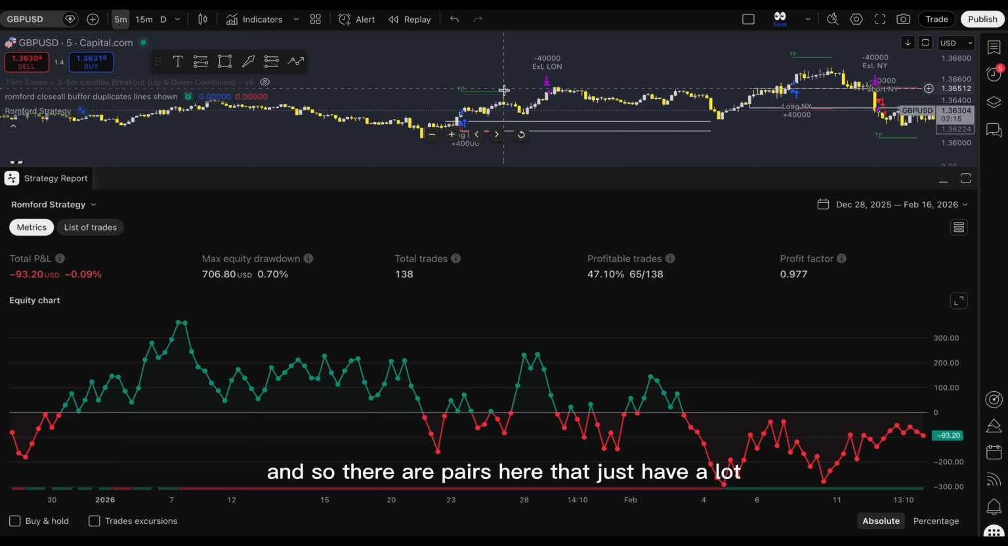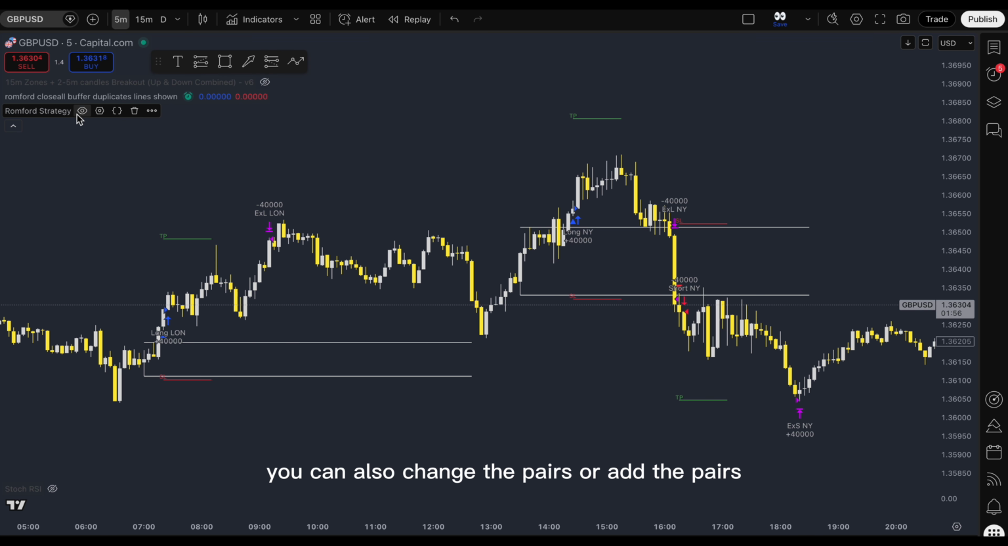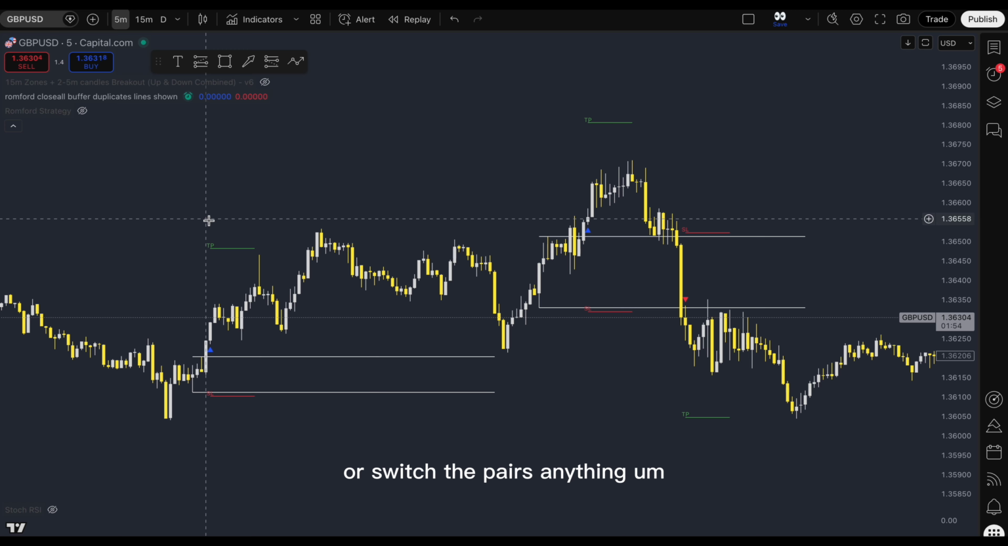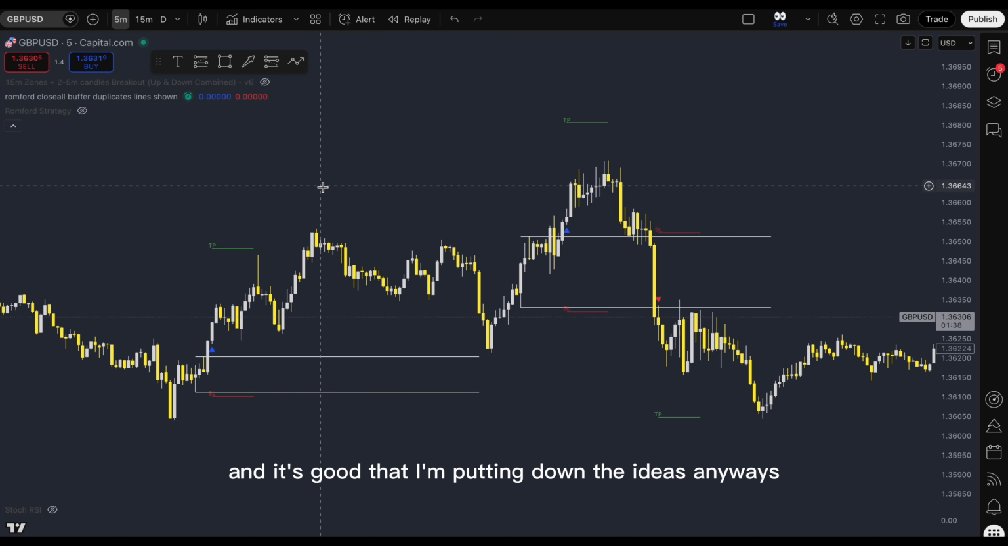There are pairs here that have much better performance than others consistently over the months. I tested these pairs in August and now it's February and I tested them again and they still have better performance than others. So those are the pairs that I'll be looking at. But you can also change the pairs, add pairs, or switch pairs, anything. Again, it takes a lot of time and you really need to be focused every day on what you're doing. I don't know when I'm going to have the opportunity to do that, but I will eventually. And it's good that I'm putting down the ideas anyway.